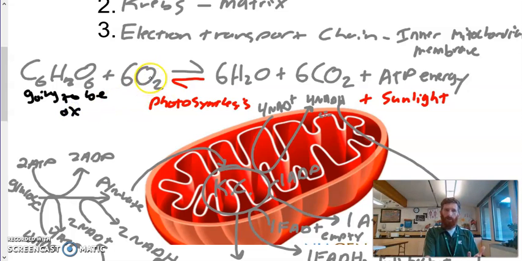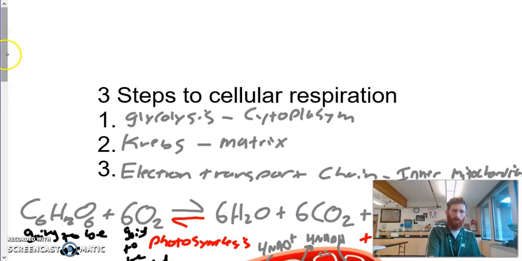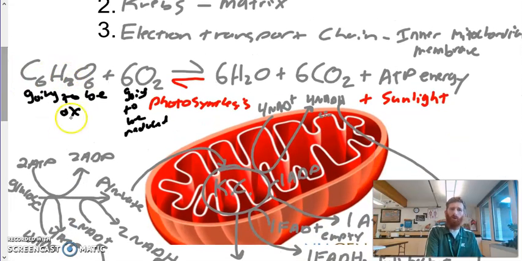Our oxygen, right, that's going to gain electrons, so that's going to gain hydrogen, that's going to become H2O, right? We can see H2O is oxygen with the addition of some hydrogens. So this is going to be reduced. Sorry, I'm mixing up my A's and my B's. Right, so the reduced compound is going to be oxidized. So A, glucose, is like A. It's going to be oxidized.